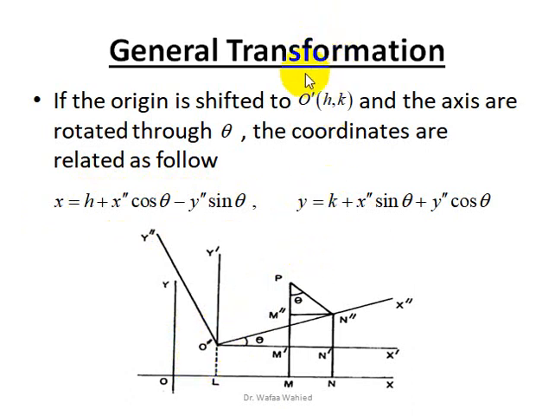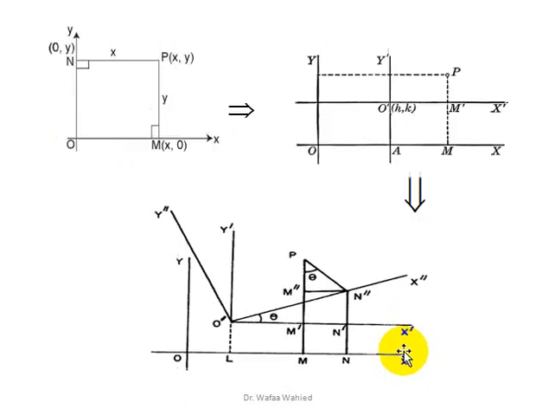So in general transformation we have two steps. First step, we will make translation of axis to another point O dash equal to H and K. Second step, we will rotate the x dash y dash plane with angle theta in anti-clockwise. We can show this by the following diagram.